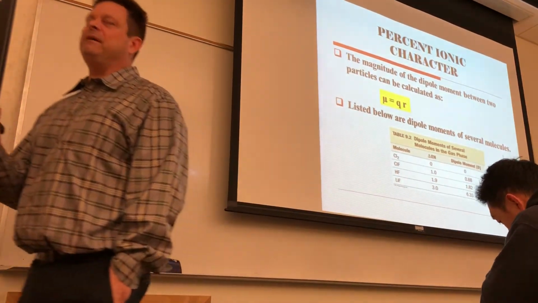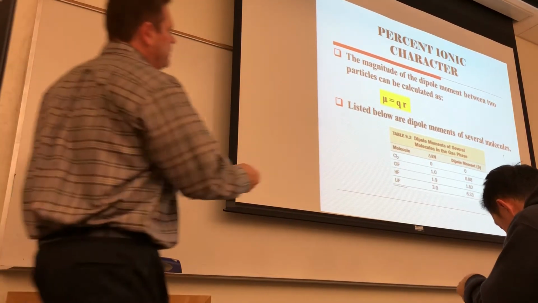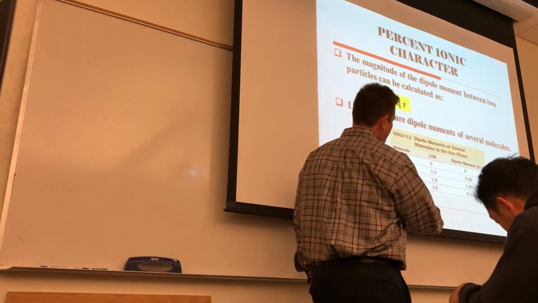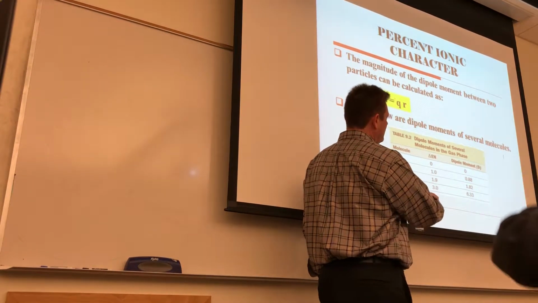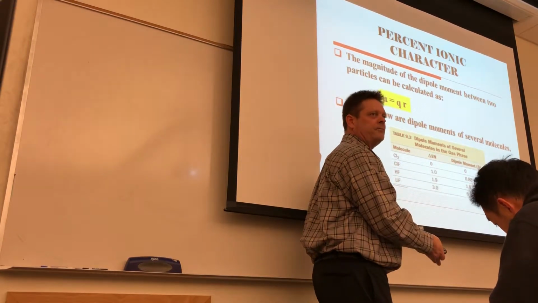I'm not going to be that strict with this. I'm not going to test you on it. I just want to give you a sense of what it is. So mu is the dipole moment given in these easier numbers here. The greater the dipole moment, the greater the change in electronegativity, the more polar it is.